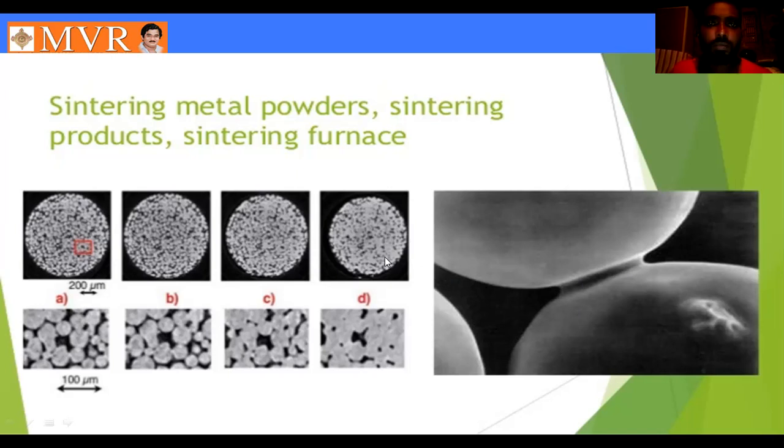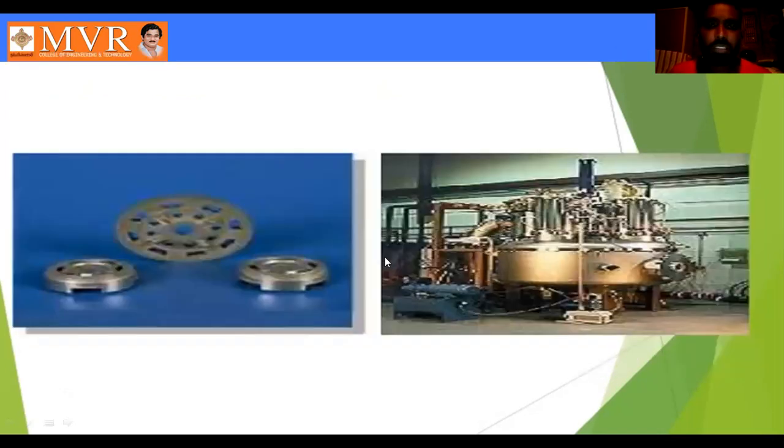So this is the sintering process. By using the sintering process we manufacture this type of objects. Here these are the different types of objects.